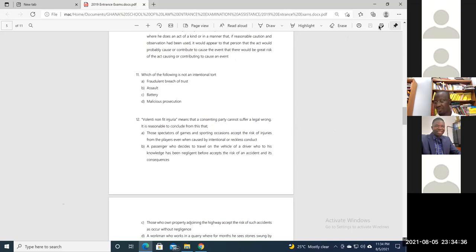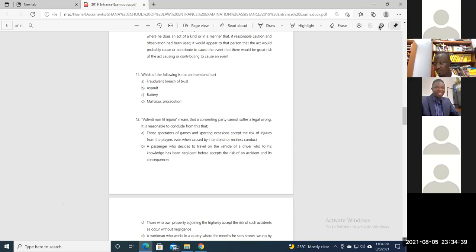Okay. So I think intentional thought is one that can only result from the harm of the defendant. An example is battery or maybe assault. So in order to find the defendant guilty, mens rea ought to be established in this case.